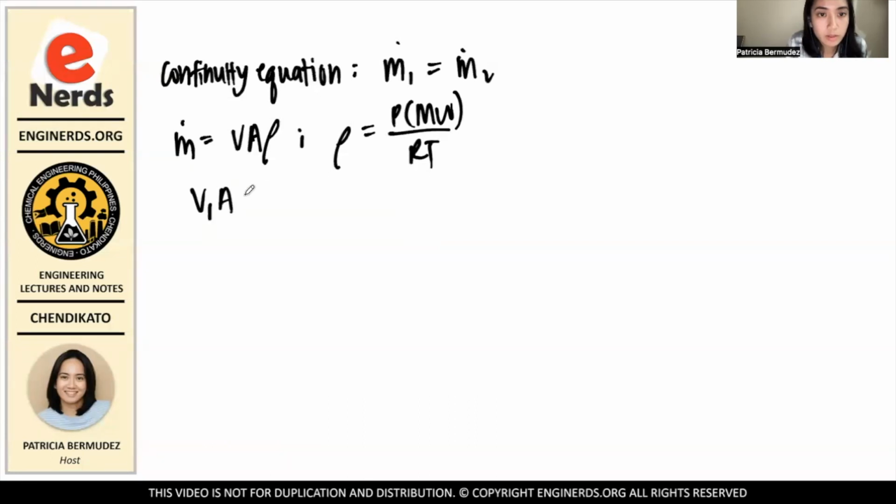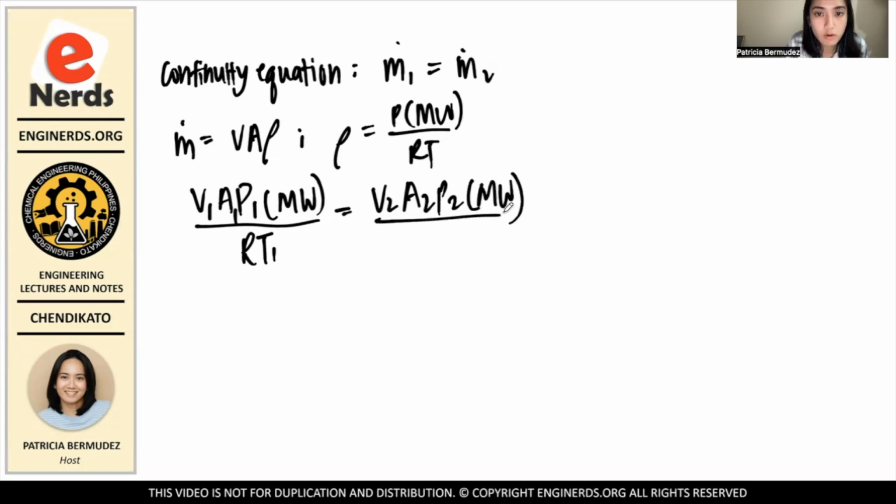So we know that V1, A1, and then P1 times the molecular weight over R, T1 is equivalent to V2, A2, P2 times the molecular weight over R, and then T2. But since molecular weight and R are constants, we can cancel it off. Kasi yung value naman on the one side is equivalent to the value on the other side. It doesn't vary because the molecular weight of the air is consistent at the entrance and at the exit.